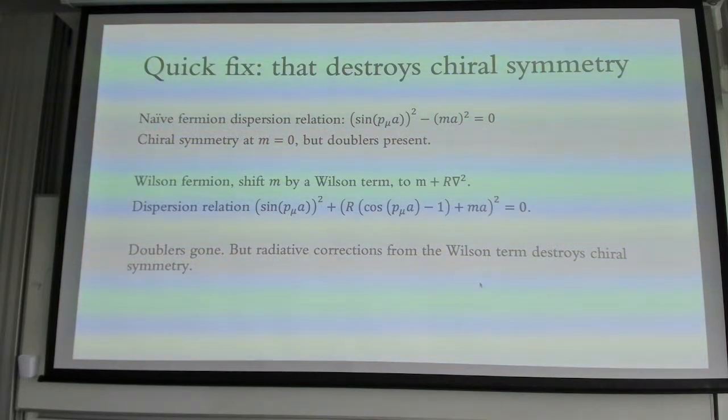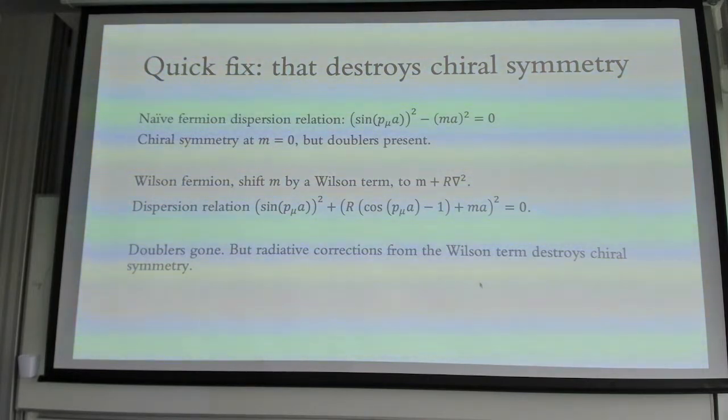So you take the naive fermion, and if you discretize it, its dispersion relation looks something like this. So in general, if you are not on the lattice, you would get p squared minus m squared equals 0. And if you set m to 0, the fermion mass to 0, you get p equals 0 as the pole of your propagator. But on the lattice, the p gets replaced by a sine. So you get two poles, one at p equals 0, another at p equals pi. Now, if you set m to 0, the mass to 0, you get some chiral symmetry, but you get these doublers, fermion doubling. This is the fermion doubling problem.